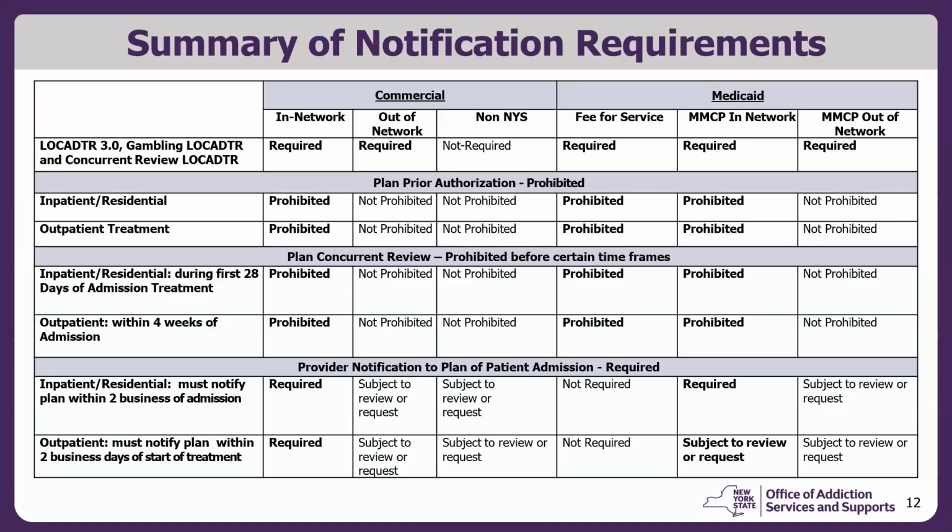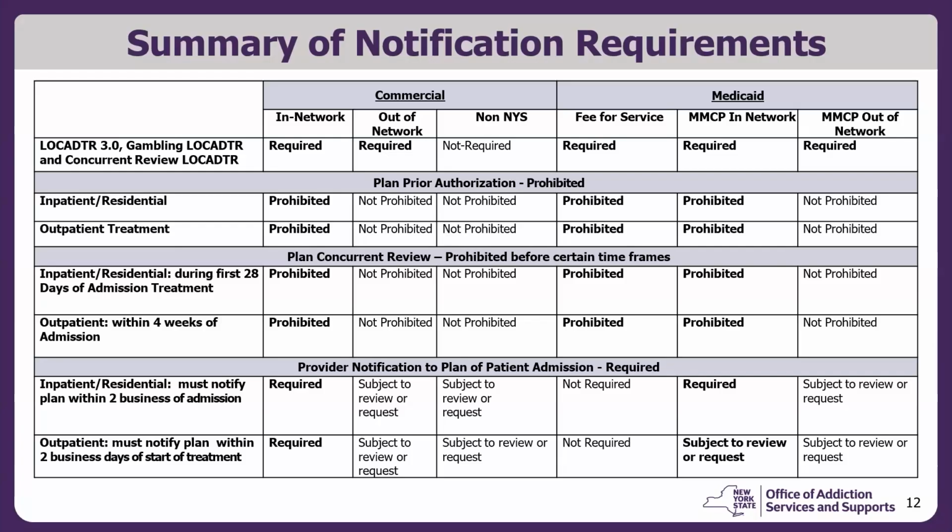Let's bring everything we've discussed into one place. On your screen, you'll see a summary table that outlines the key utilization review requirements by payer type, commercial and Medicaid. Within each payer, the table further breaks down requirements by coverage type, commercial in-network, out-of-network, or non-New York State, and Medicaid fee-for-service, as well as managed care, both in-network and out-of-network. The table shows when locator is required, whether prior authorization is permitted, when plan concurrent review can occur, and what the plan notification requirements are after a patient is admitted, whether that's for inpatient, residential, or outpatient treatment.